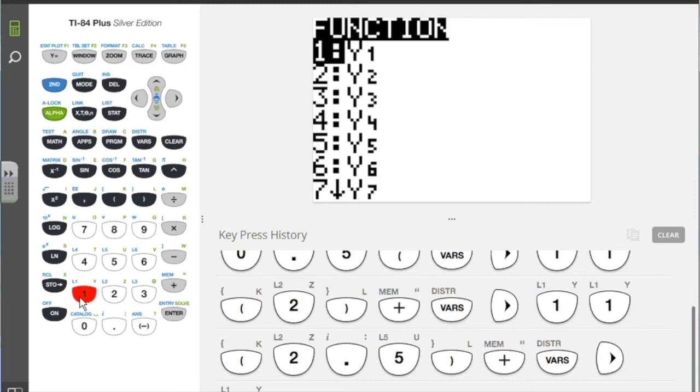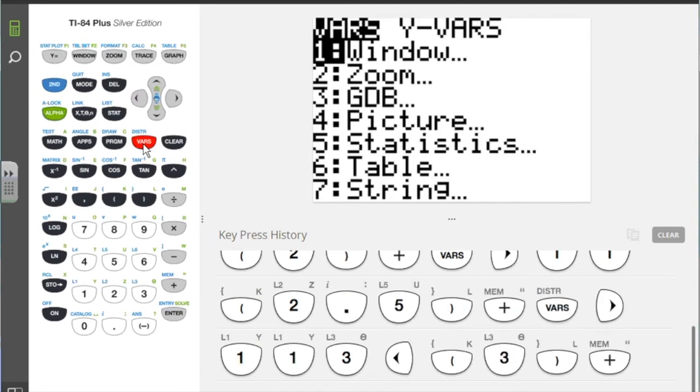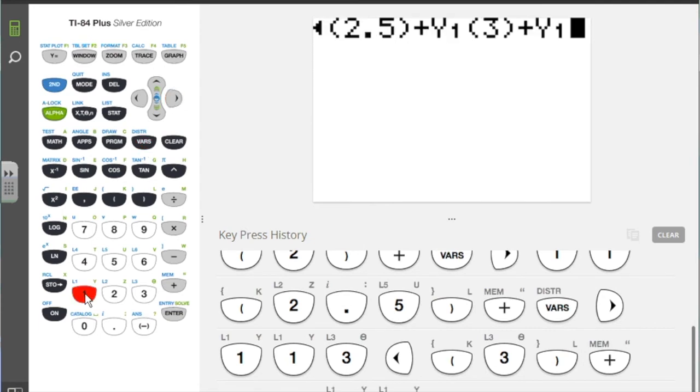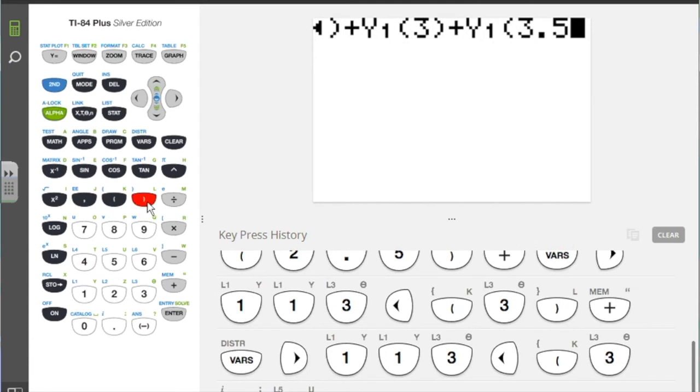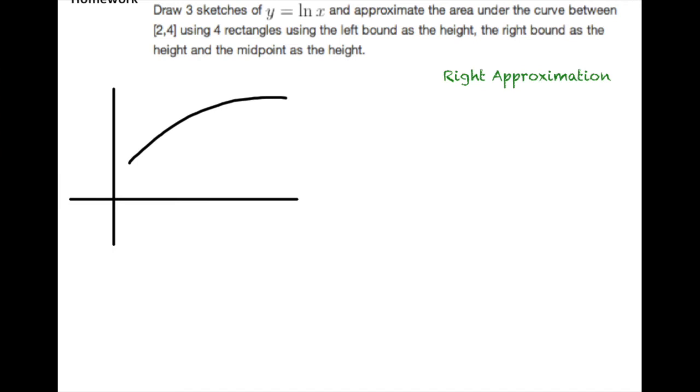So I'm going to put in that entire line that I just wrote on the previous slide. And just so everybody knows, I will be showing this on the Inspire as well with the right and the midpoint approximation. But this is the most efficient way to do it using the vars button. And I know with the natural log of x, you could argue about whether it's easier just to put in the natural log of 3 plus the natural log of 2, but this is a really important method for more difficult equations.